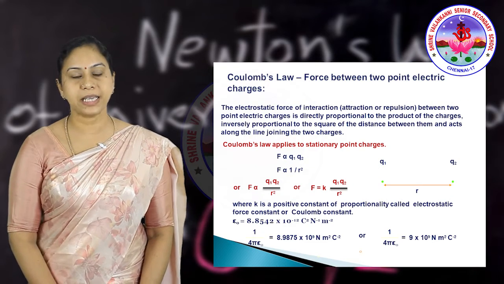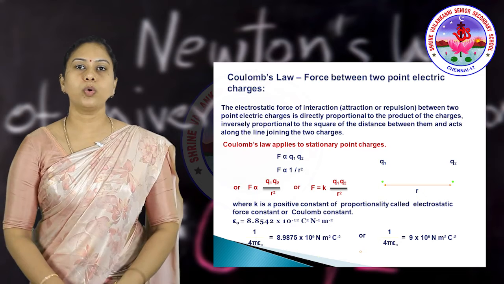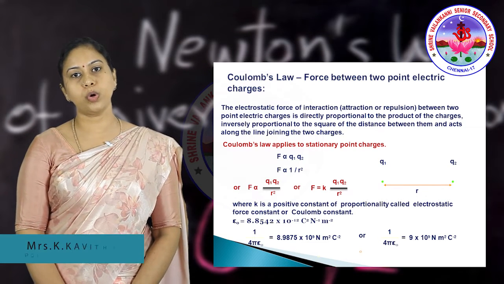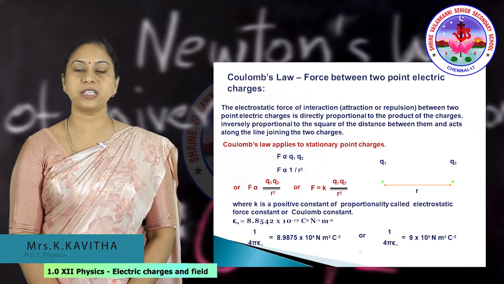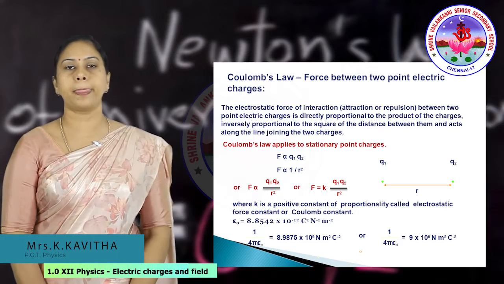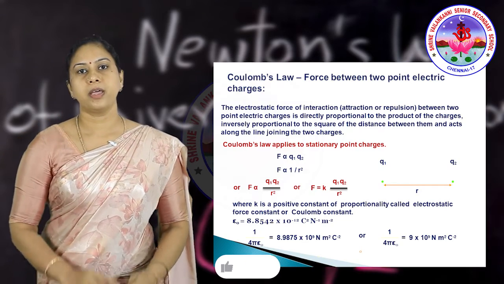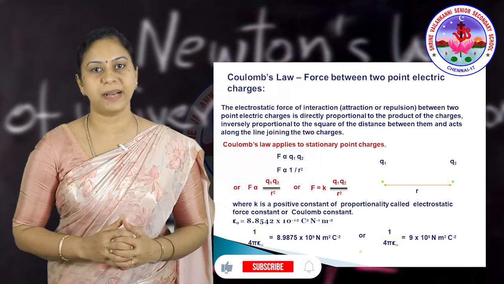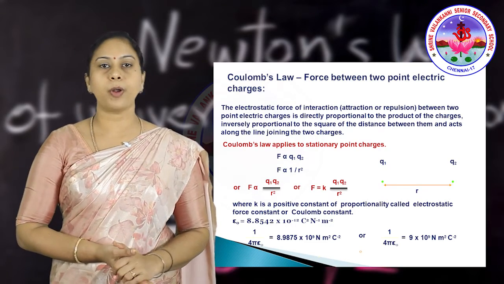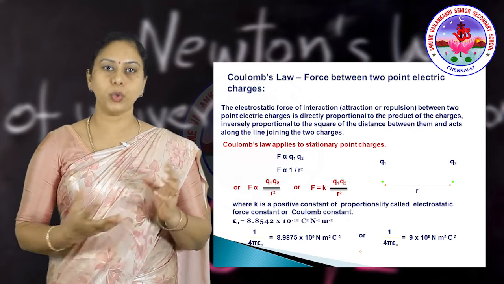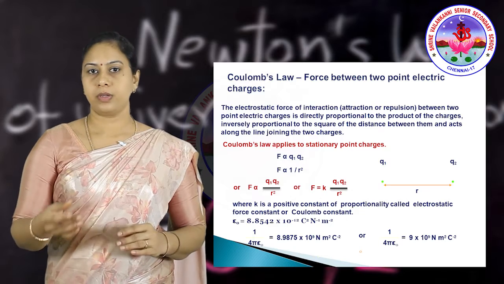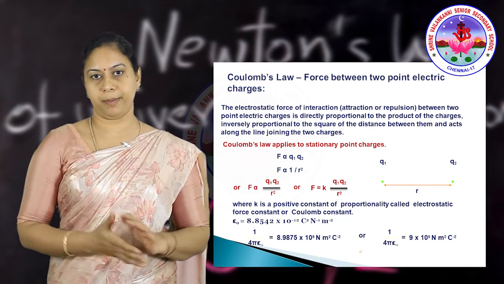Now let us see Coulomb's law. Coulomb's law gives the force between two point charges. You may see the diagram on the screen. The statement says that the force of attraction or repulsion between two charges is directly proportional to the product of the magnitudes of the two charges and inversely proportional to the square of the distance between them.